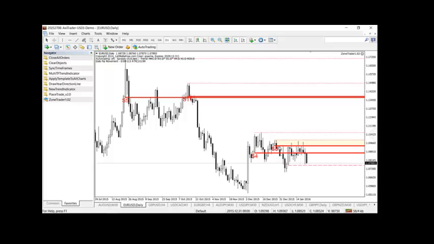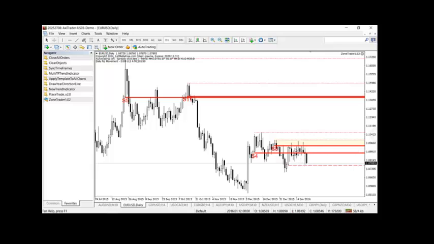Interesting here, we've got this daily supply zone where price has touched, left quite a way, come back, touched, left, come back, left, come back. It's obviously a pretty important level, that, so I think we can say that there's a lot of people who don't want to buy anywhere near to that 1.094 level.